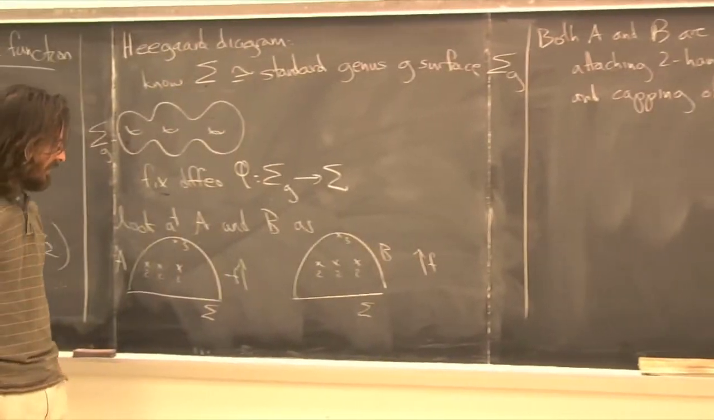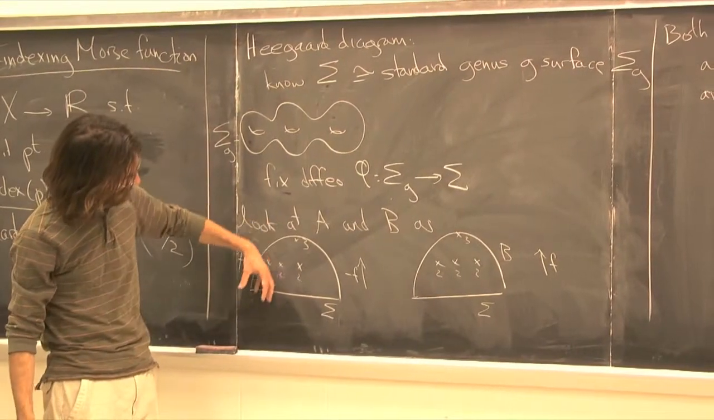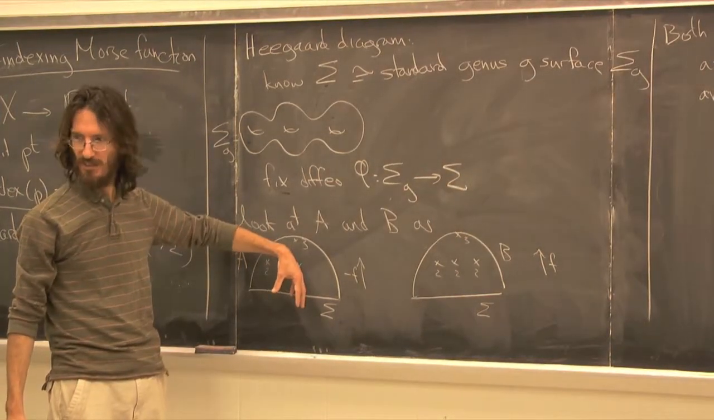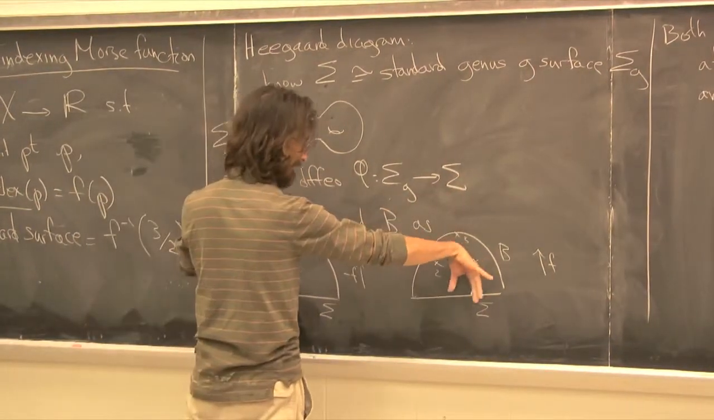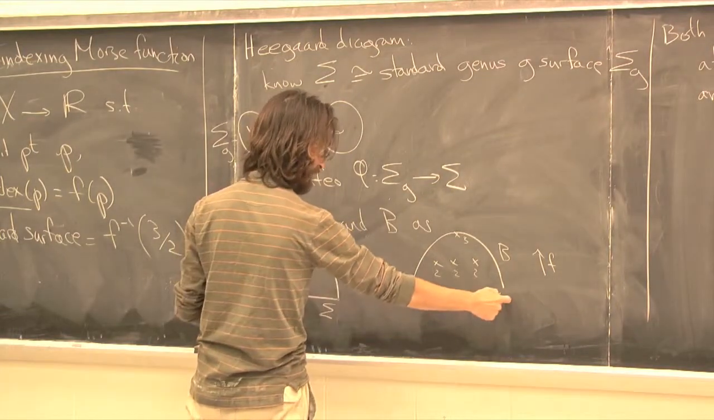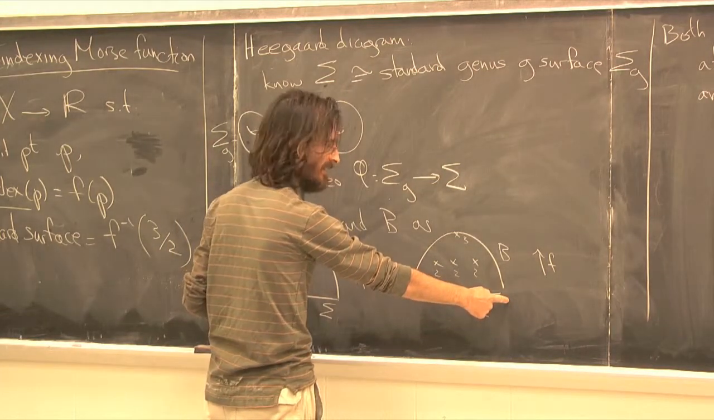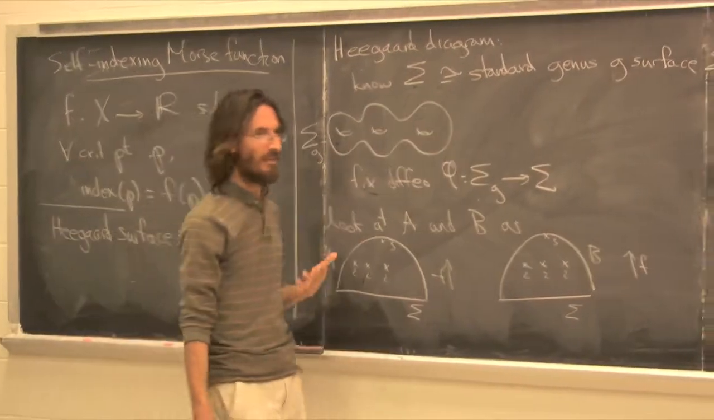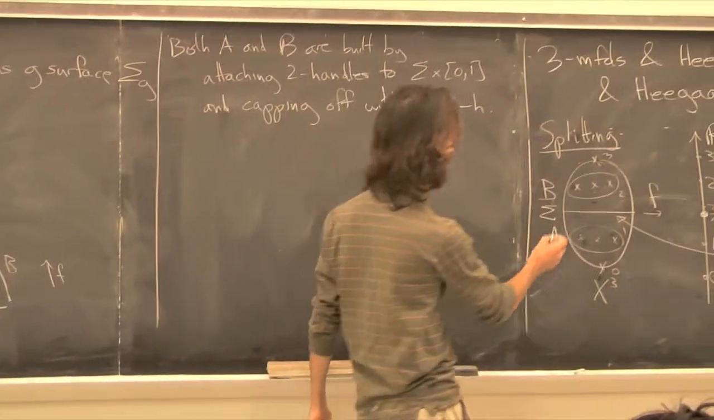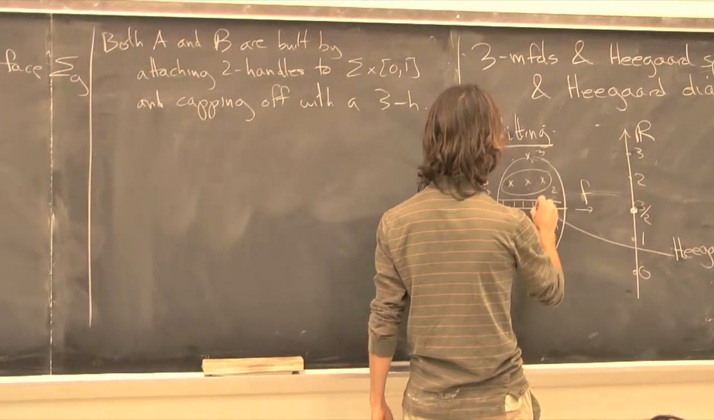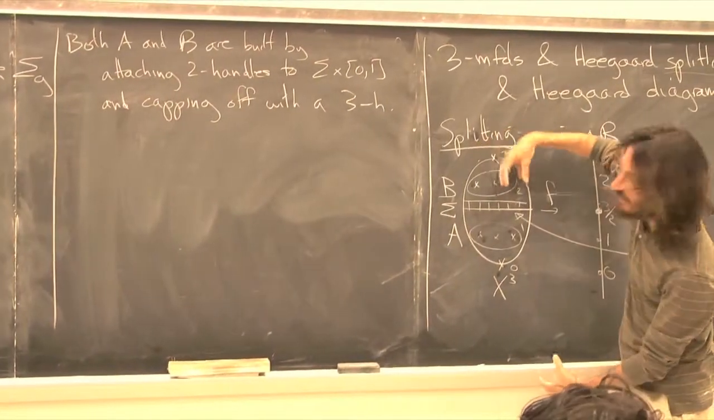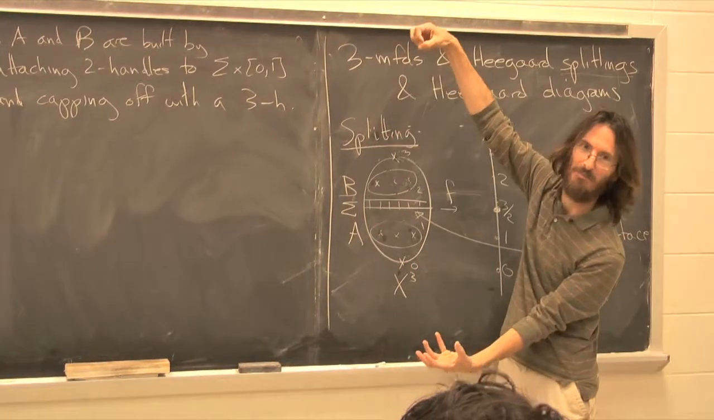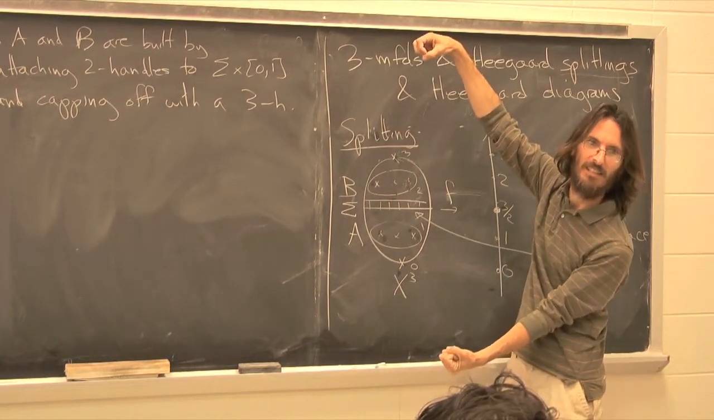So if I draw the attaching maps for these 2 handles here, and I draw the attaching maps for the 2 handles here, and this is this fixed surface sigma, right? Then I've determined the 3-manifold. So another way to think about it is I can take the surface, thicken it up by a product, attach 2 handles here, and attach 2 handles from below, and then I cap off with a ball and a ball.